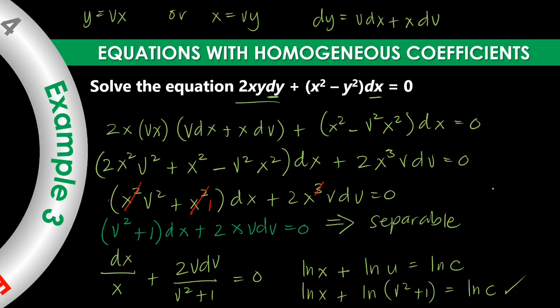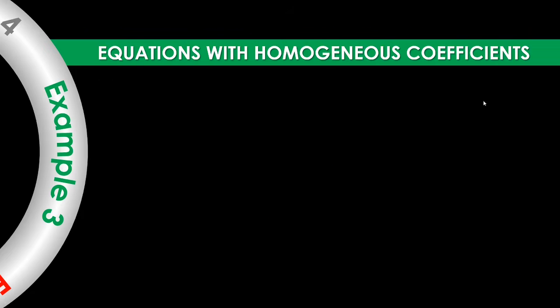Okay, so let's proceed to the next slide to continue our computation. I'll just copy-paste the expression that we have obtained in the previous slide. So here we have ln of x plus ln of v squared plus 1 equals ln of c. So we can apply the properties of logarithm. The sum of two ln's could be expressed as the ln of a product.